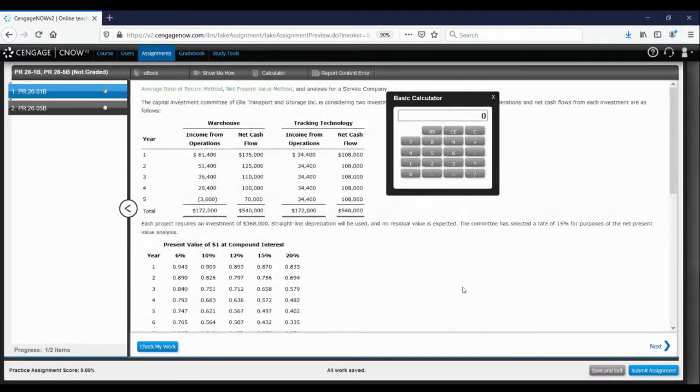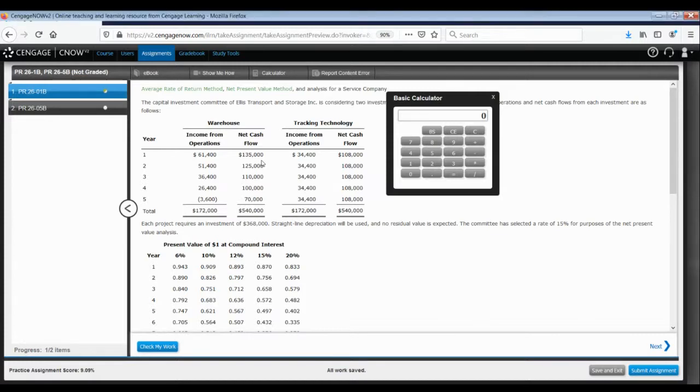And so when we are calculating present value, one of the things that I would write down if I were a student is that we always use just the cash flows for the analysis. So for the warehouse, you can see that they have given you the net cash flows for each one of the 5 years. We are going to have to calculate the present value for each one of those.